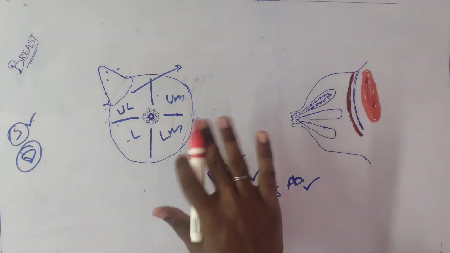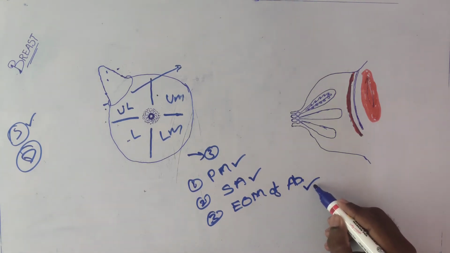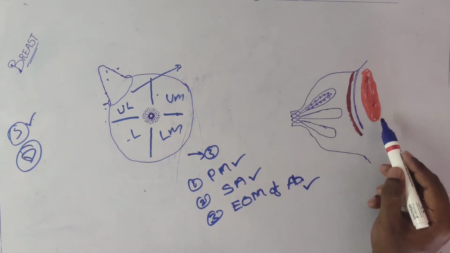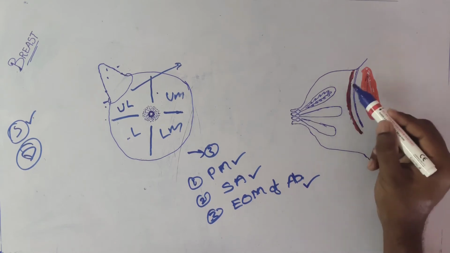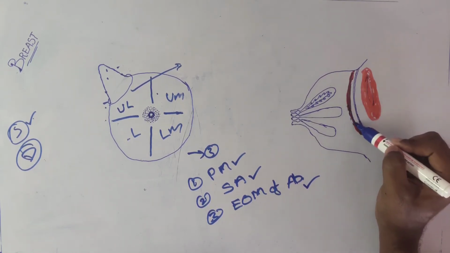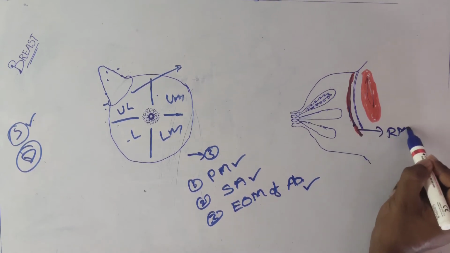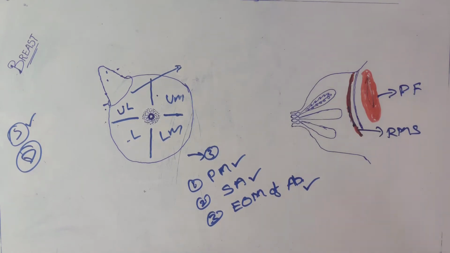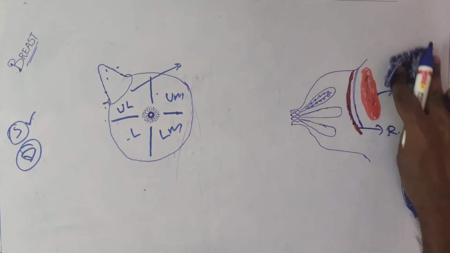I will tell again. The breast is covered by pectoralis major, serratus anterior, and external oblique muscle of abdomen. Next, the breast is separated from the pectoral fascia by loose areolar tissue called retromammary space. This is loose areolar tissue, called retromammary space. This is pectoralis fascia. Okay, remember this one. These are the deep relationships of the breast.